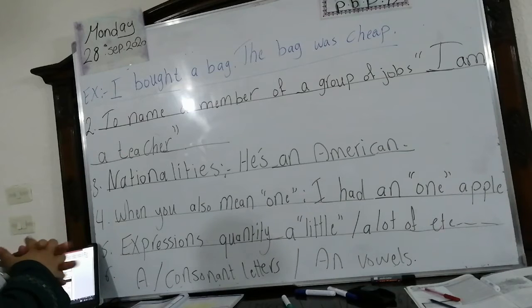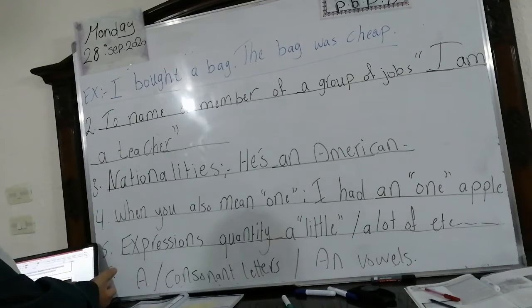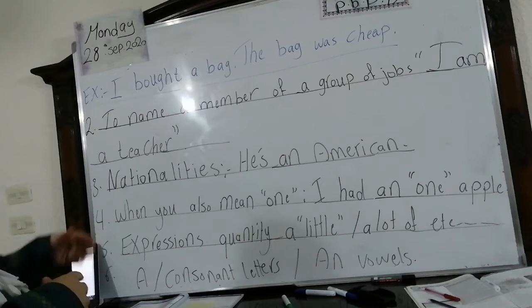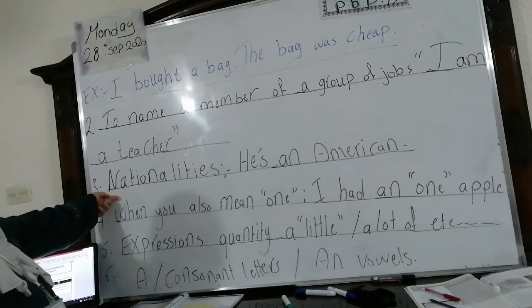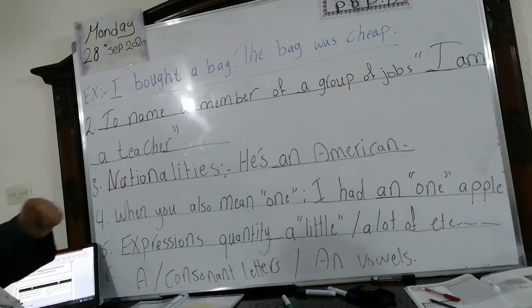Number two, to name a member of a group of jobs. For example, I am a teacher. He is an engineer. Number three, nationalities. He's an American.